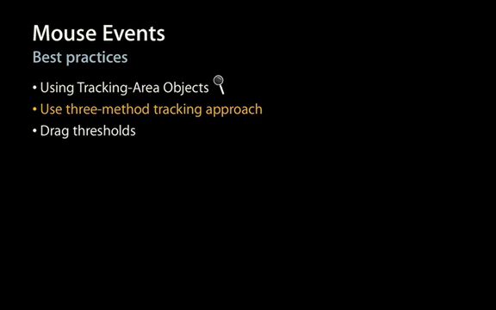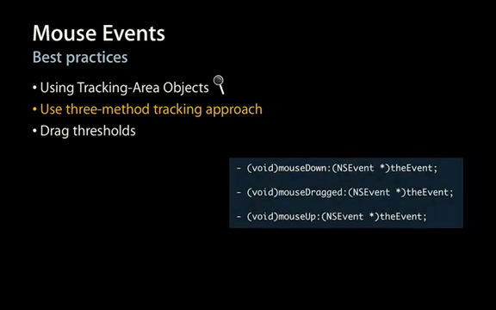If you want more information about tracking areas, you can search for using tracking area objects. Please use the three-method tracking approach. What's the three-method tracking approach? It's when you implement mouse down, mouse dragged, and mouse up in your view. The other way of doing this is, in the mouse down, to do NSNextEventMatchingMask and look for the events yourself and do your own tracking loop. That will actually cause problems, and it will be one of the recurring mantras later on during the talk, where I say that if something goes into a tracking loop, you can't do something. So if you use the three-method approach, you don't run into that problem.